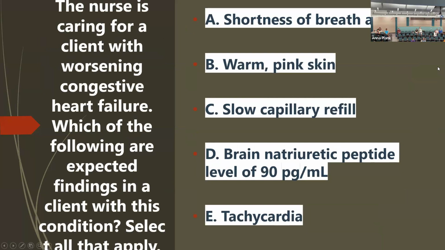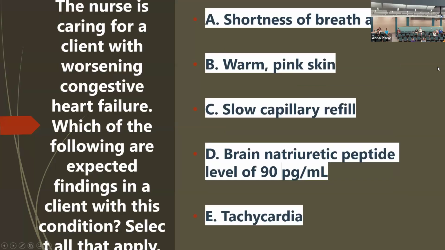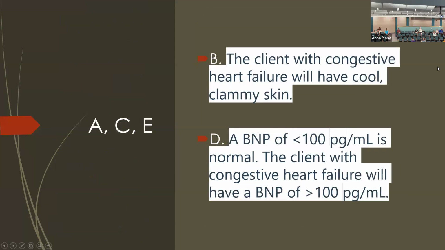This one's also a select all that apply. So which of these are we going to expect? We're going to expect A, shortness of breath, C, slow refill, and E, which is tachycardia. Okay. And we often, again, with that poor perfusion, see cool clammy skin, and we know that a BNP of less than 100 indicates no heart failure.